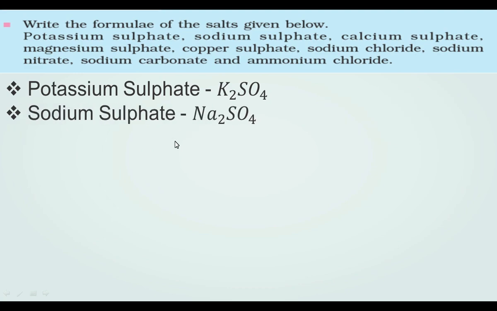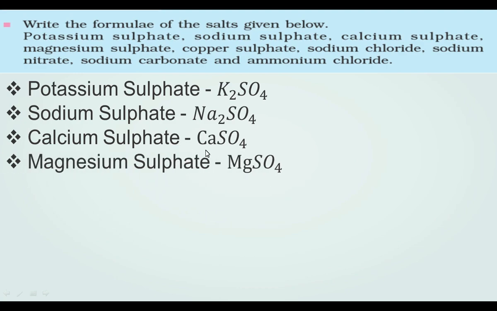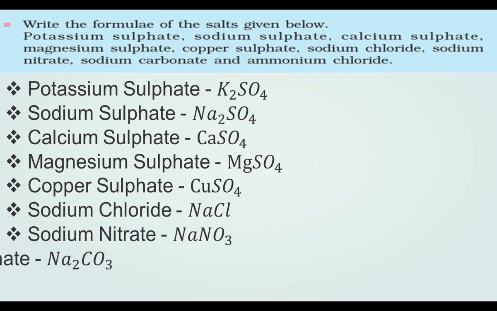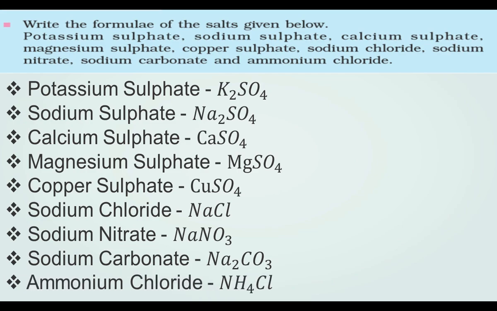Now the chemical formula of sodium sulfate is Na2SO4. For calcium sulfate it is CaSO4. For magnesium sulfate it is MgSO4. For copper sulfate it is CuSO4. For sodium chloride it is NaCl. For sodium nitrate it is NaNO3. For sodium carbonate it is Na2CO3 and for ammonium chloride it is NH4Cl. So take a snapshot of this.